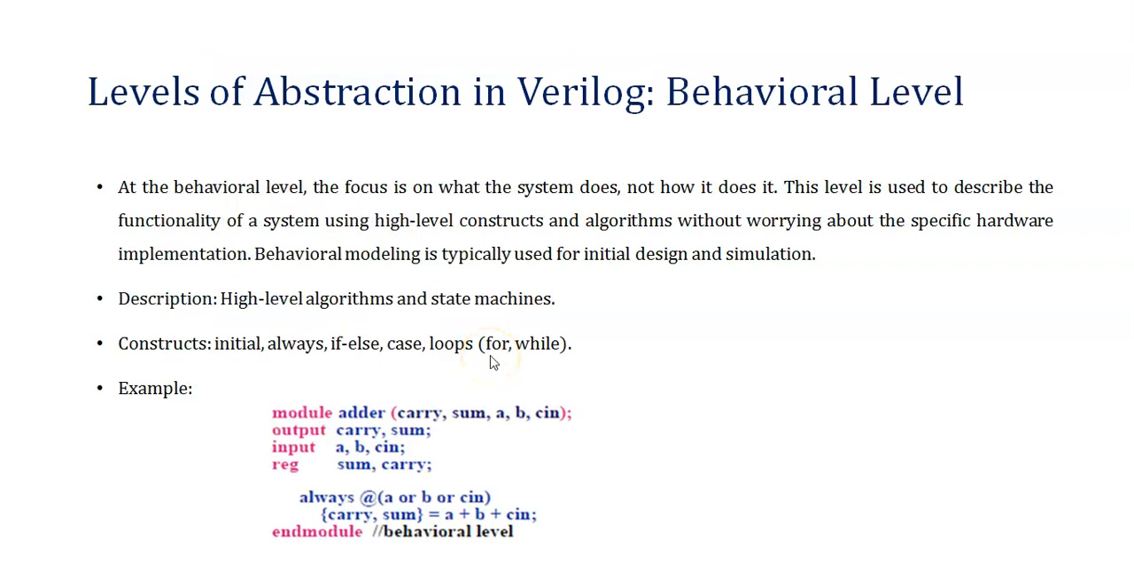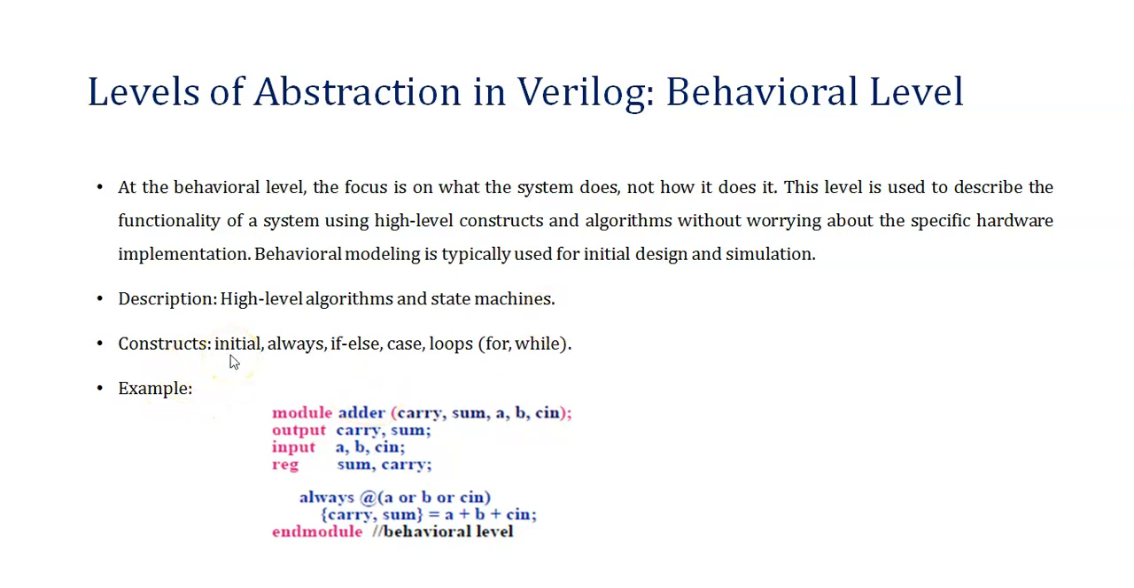Here you are able to see this particular modeling style focuses on the algorithm. The behavior is implemented in terms of algorithm and functionality. So what is the description? Whenever you are writing code at the behavioral level, high level algorithms are used, and state machines normally are written in the behavioral modeling style.